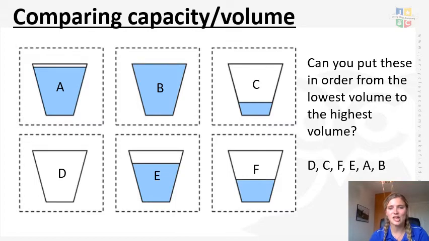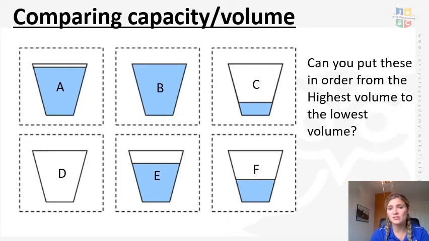Okay, so let's have a look. You should have had D was first because D is empty. Then it should have been C because that's the next lowest amount of liquid. F is the next one because again that's the next one. E is after F. A is the next because it's almost full, and then B has got the highest amount of volume because it's completely full.